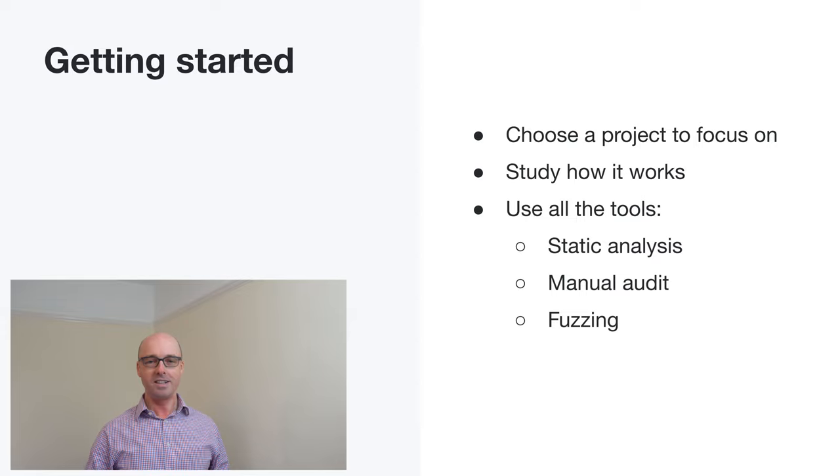So let's answer the question that we started with. How do you get started in security research? My recommendation is choose a project to focus on and really study how that project works. I recommend going for something open source because then you can read the source code, which makes it a little bit easier to figure out what's happening. You can also go on the bug bounty programs like HackerOne, for example, to get recommendations.